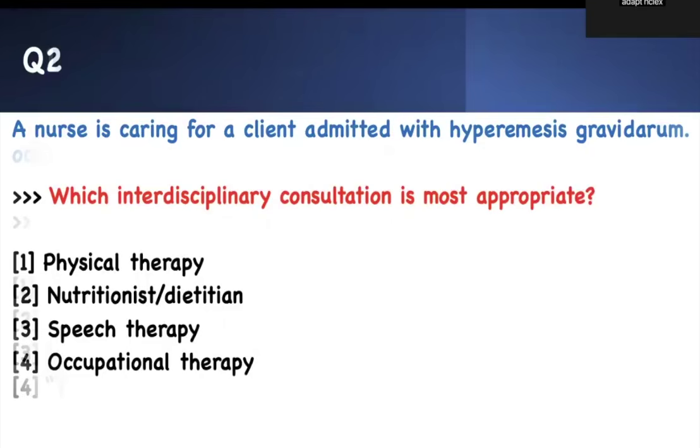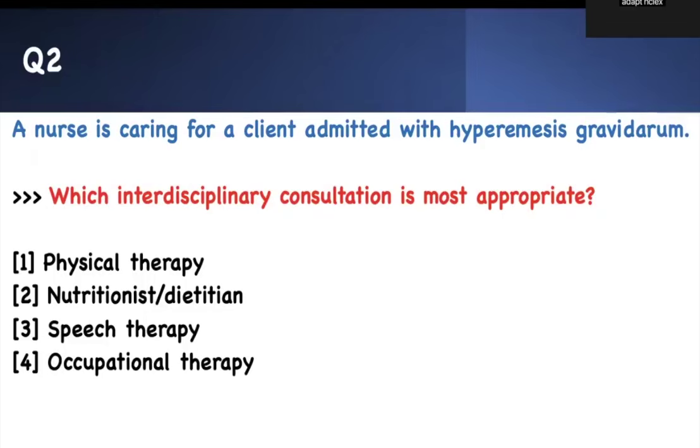Strabismus. Know this content. Which interdisciplinary consultation is most appropriate? A nurse is caring for a client admitted with hyperemesis gravidarum. What is the concept? What is the keyword? Hyperemesis gravidarum. When you see that word, you know that this patient has a problem with dehydration and nutrition. Who are you going to call?